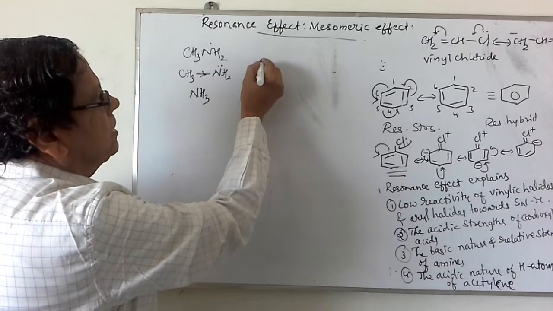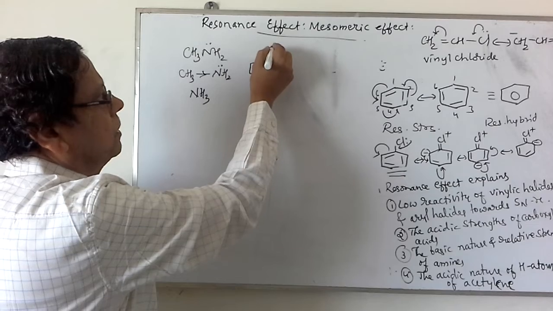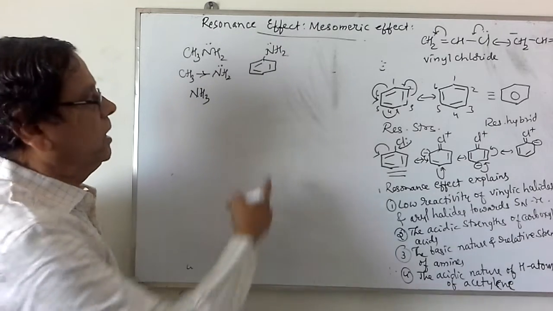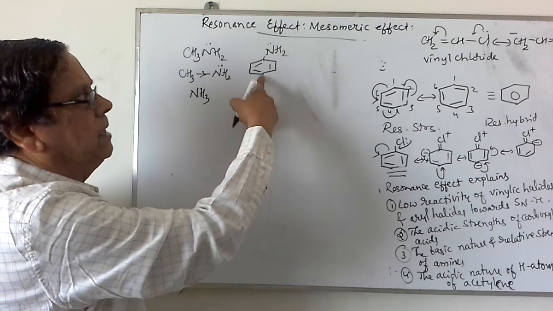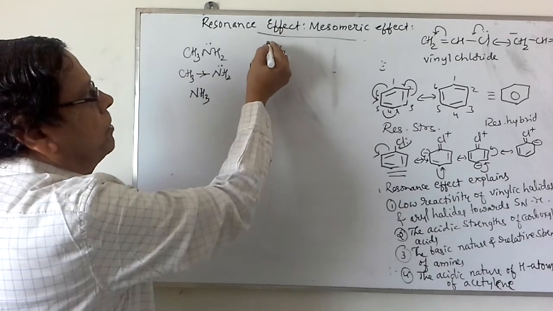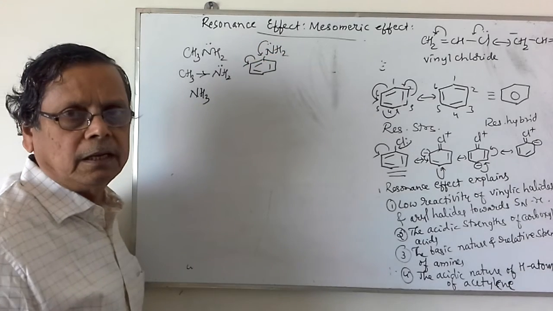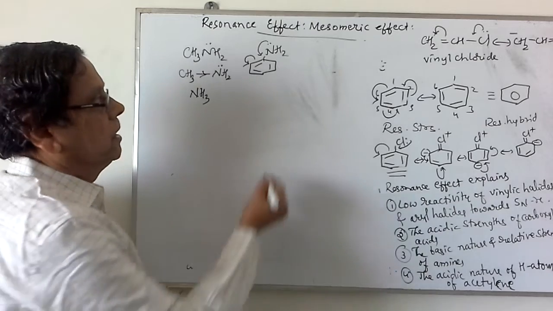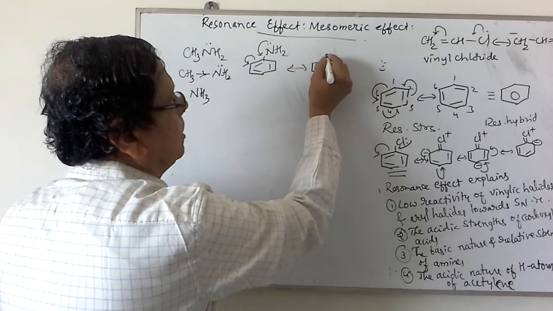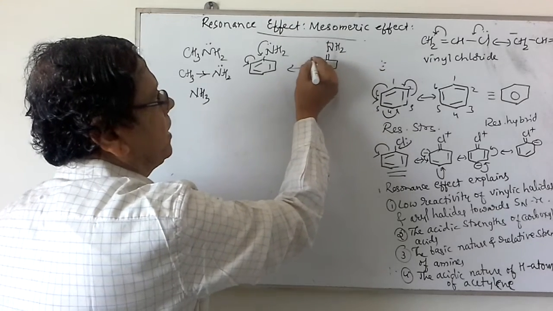But when we consider benzene containing the NH2 group, we can observe that aniline is a weaker base as compared to methylamine. This is because the lone pair of electrons will undergo resonance with the benzene pi electrons. That's why it will give rise to C6H5 double bond NH2, with a positive charge on the nitrogen atom and a negative charge here.